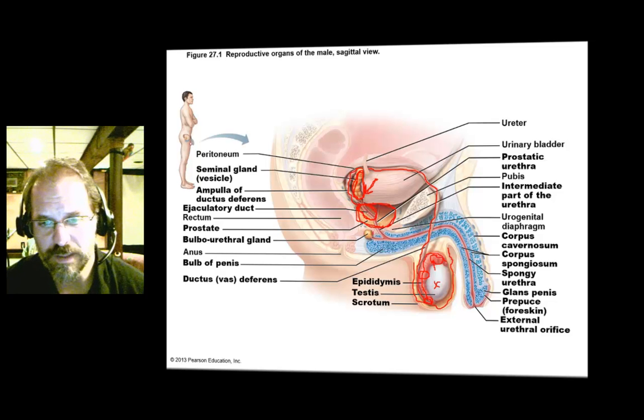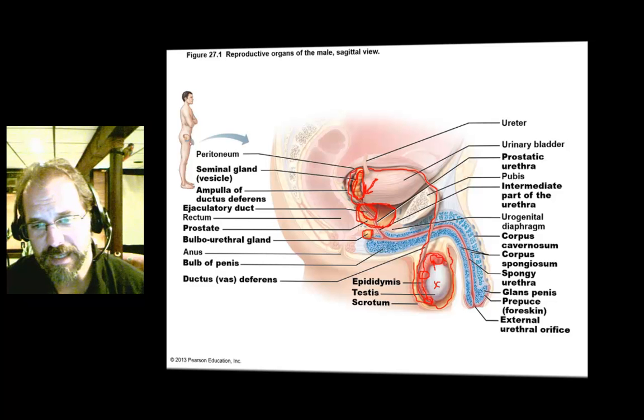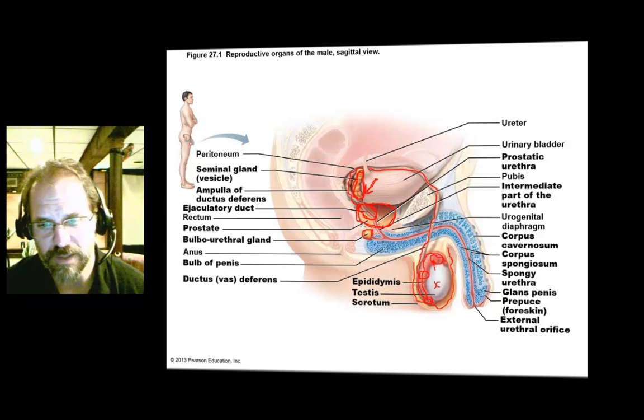And lastly, there's one tiny little gland down here called the Cowper's gland, C-O-W-P-E-R-'S, or the newer term is the bulbourethral gland. And it's not connected to the ejaculatory duct. It's actually connected to the urethra. So the ejaculatory duct extends down here where it meets the urethra, and the urethra conducts urine from the urinary bladder down into the penis.